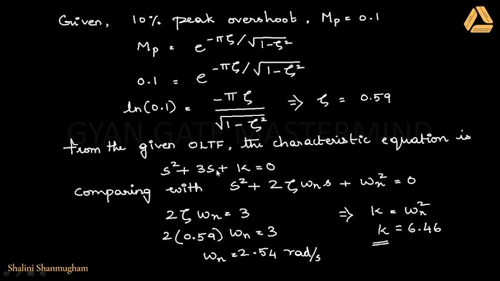You have this characteristic equation, and comparing with the standard second order system characteristic equation, you can get the value of omega n, because this term is nothing but K. So K is equal to omega n square. On substituting omega n, you will get the K value as 6.46. So this is the answer.